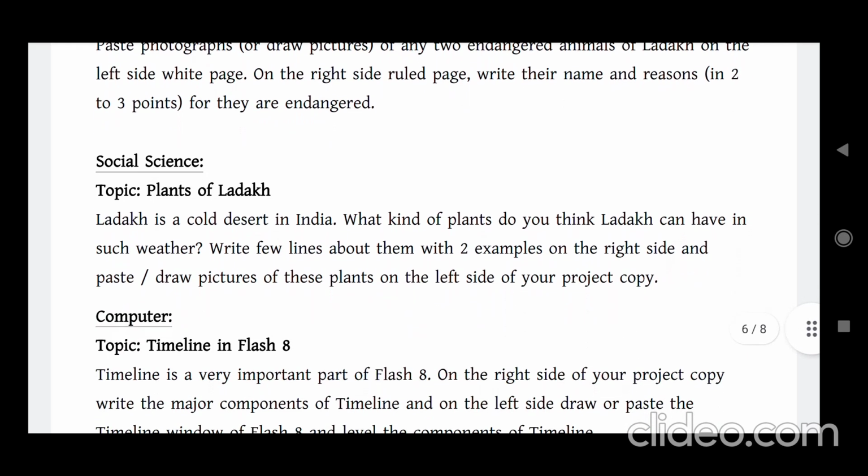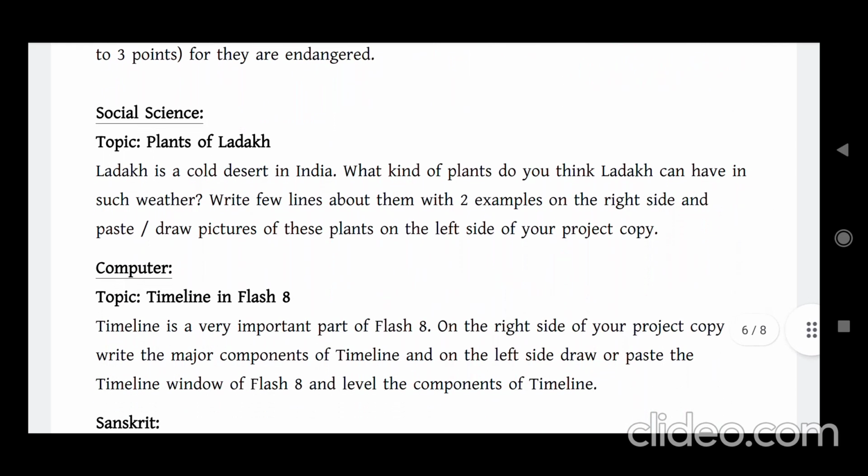Subject is social science and the topic is plants of Ladakh. Ladakh is a cold desert in India. It is situated at the utmost northern part of India and it is known as a cold desert. What kind of plants do you think Ladakh can have in such weather? Write a few lines about them with 2 examples on the right side of your project copy, and paste or draw pictures of these plants on the left side of your project copy.